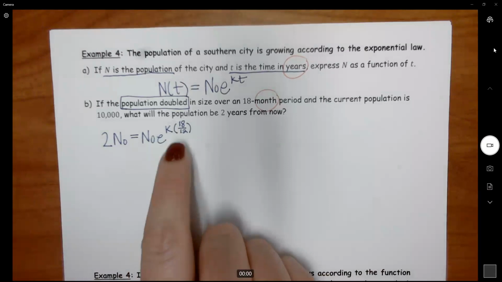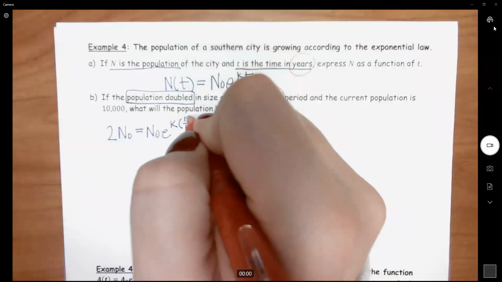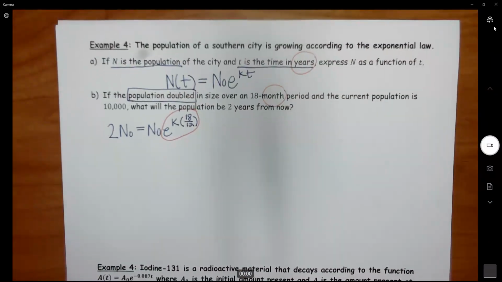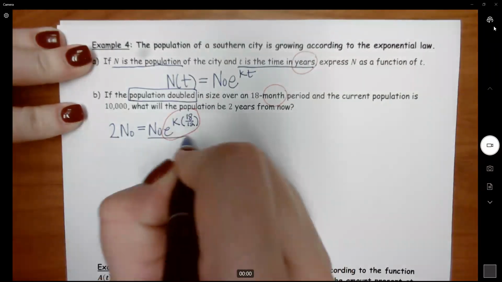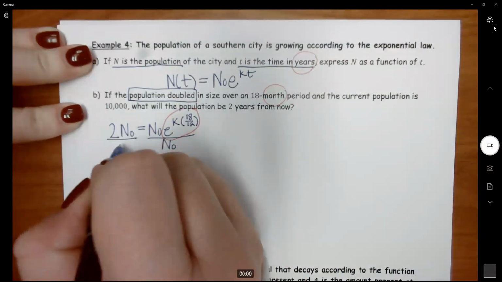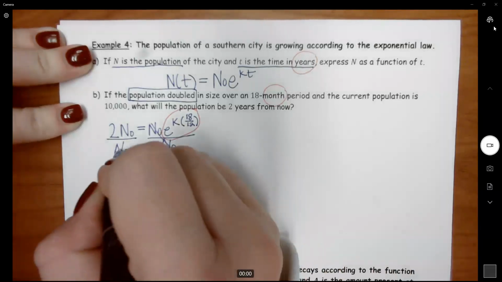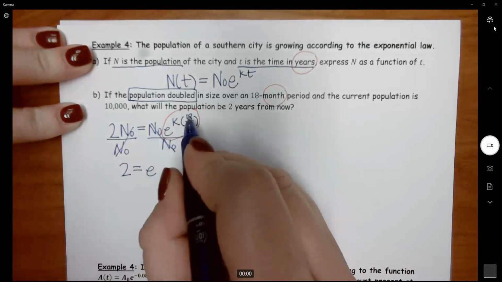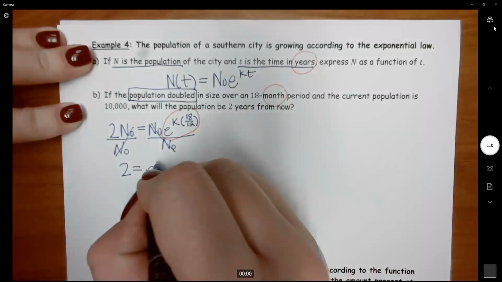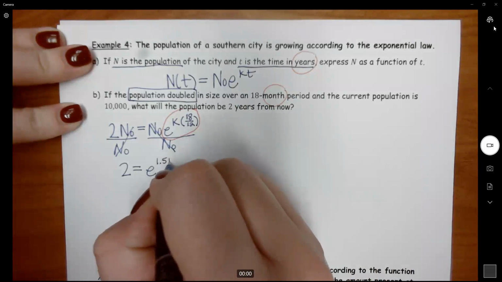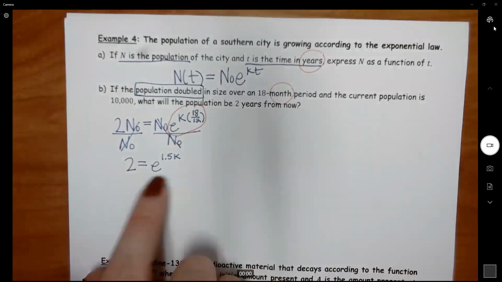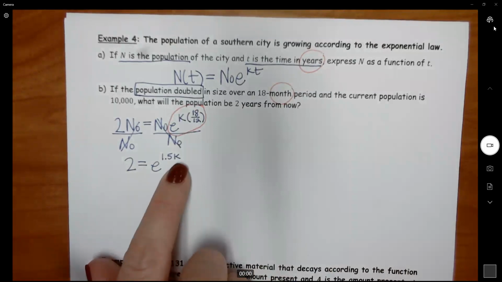I know that when I solve for an exponential, I need to get this exponent portion by itself. So what I would do is divide over my N naught. So it canceled, and I'm left with 2 equals E to the 18 divided by 12, which is 1.5, so this is 1.5K. And anytime my population is doubling, this is what we end up with, right? 2 equals E to whatever power.